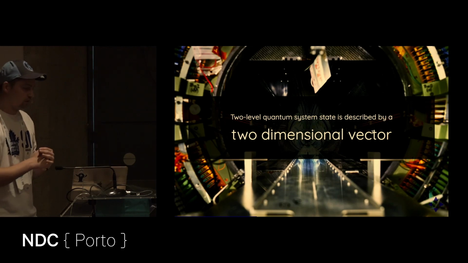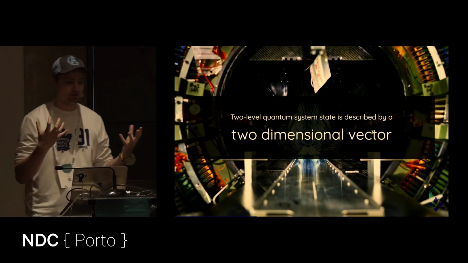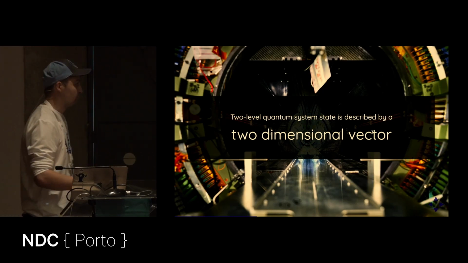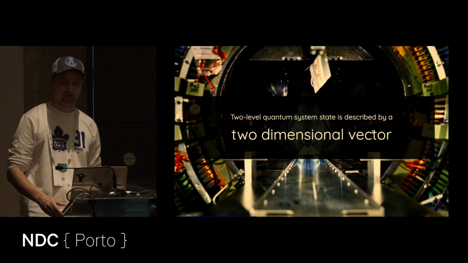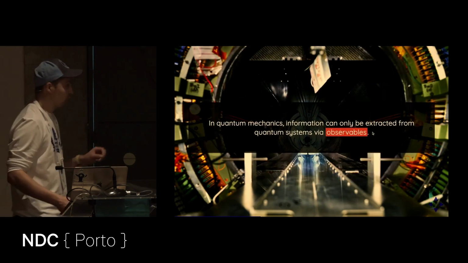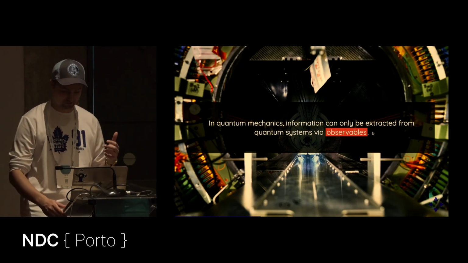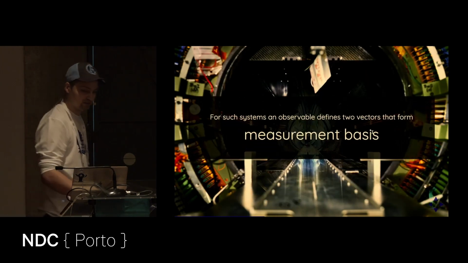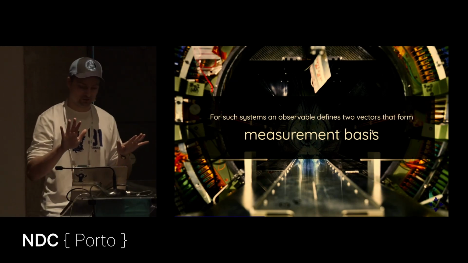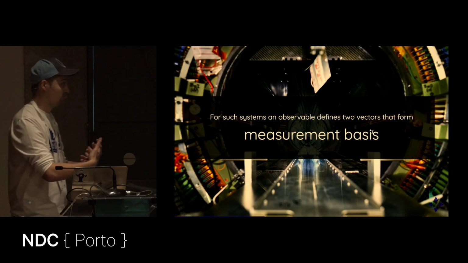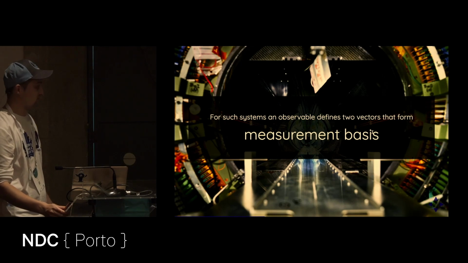theory. So for simple so-called two-level quantum systems, a qubit is a two-level quantum system because it can only represent a 0 or a 1 or a superposition of both. For such systems, quantum mechanics prescribes that the state of such a system is described by a two-dimensional state vector, okay? And quantum mechanics also tells us that information from quantum systems can only be extracted by the so-called observables, okay? And each observable defines two special vectors, for two-level quantum systems at least, that form the so-called measurement basis. So whenever we were measuring a qubit, like we were doing in our Q# code, we were actually using a specific measurement basis.